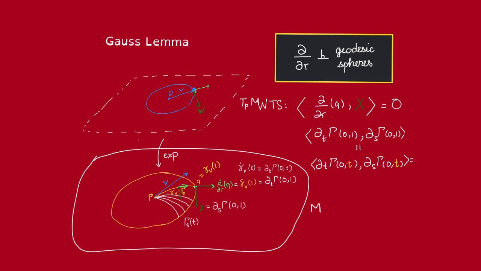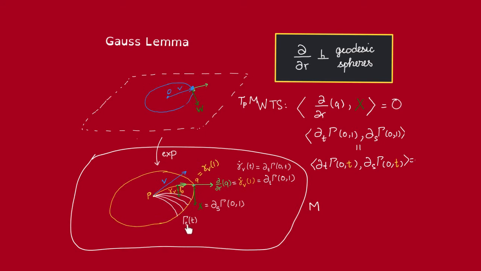Our idea is to define a variation, gamma st, of this curve, little gamma v, the radial geodesic connecting P and Q. Then these two vectors that we're interested in belong to the two main vector fields along this variation. One is the velocity vector field along the main curves, and one is the velocity vector field along the transverse curve. These two vectors are just this vector field evaluated at the point Q at (0, 1).